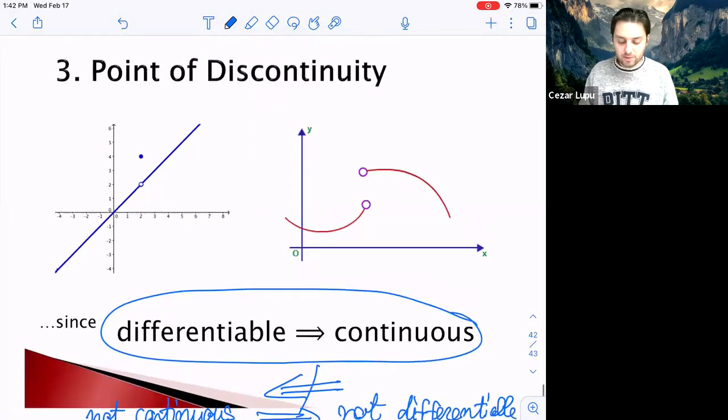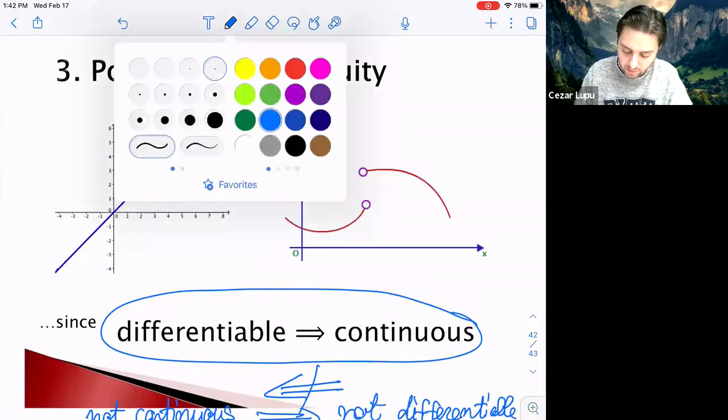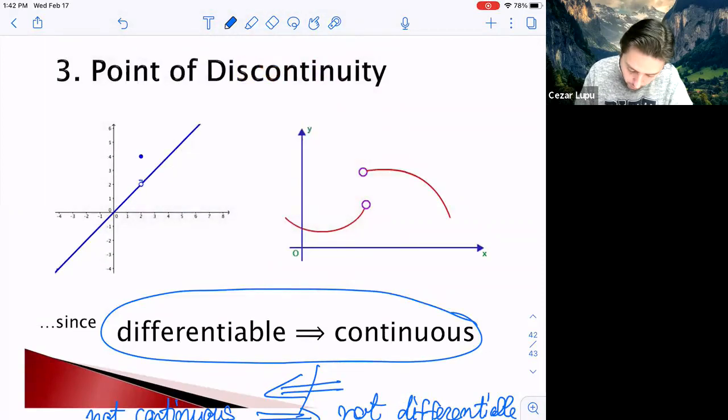And look here, point of discontinuity. Let's look at these two graphs. You see here we have a hole, right, at the point 2. And the same happens here as well with these two graphs. You see they have, here it has a hole at this point, whatever it is, but at the same point, it also has a hole. So these two functions are not differentiable because they're not even continuous at that point.